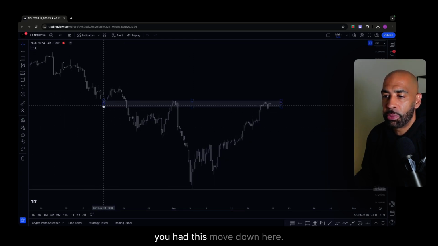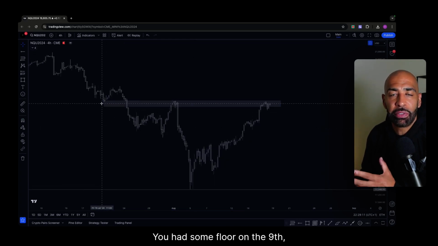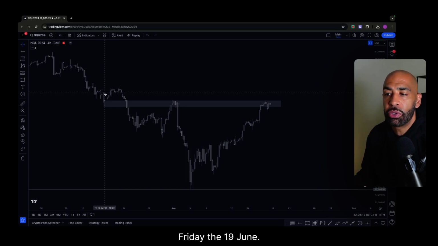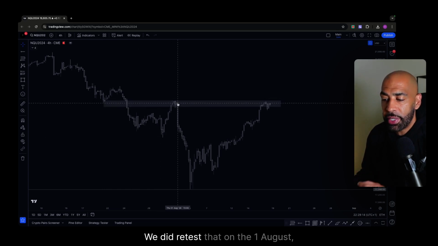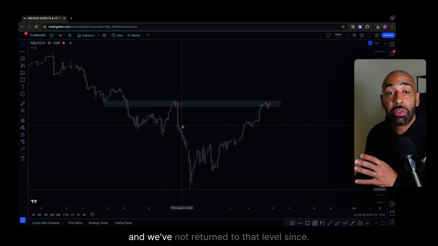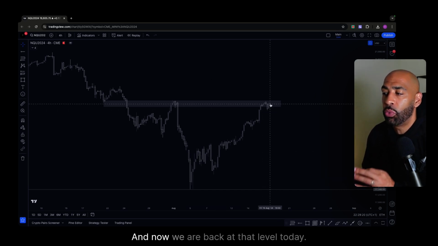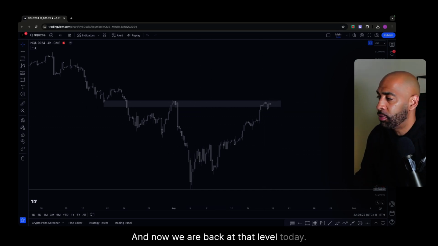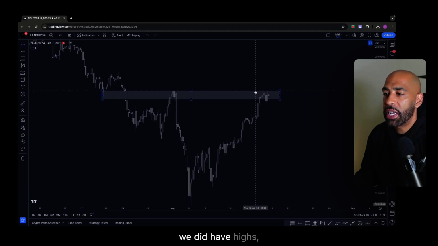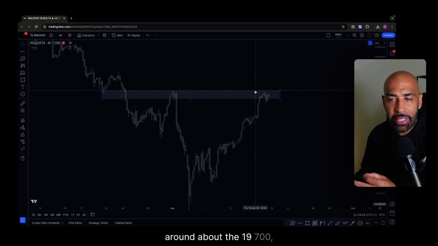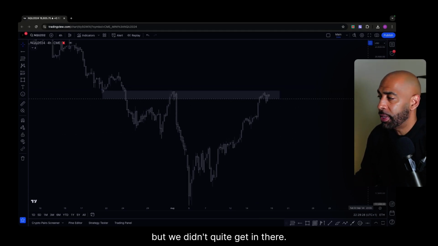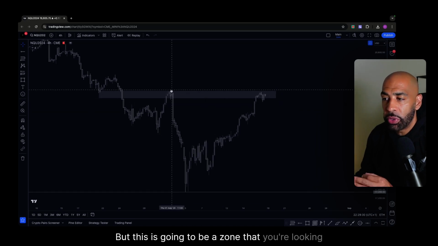So zone, you had this move down here, you had some floor on Friday, the 19th of June. We lost that. We did retest that on the 1st of August, and we've not returned to that level since. And now we are back at that level today. Now, we did have highs, as we know, around about the 19,700, but we didn't quite get in there. But this is going to be a zone that you're looking at.